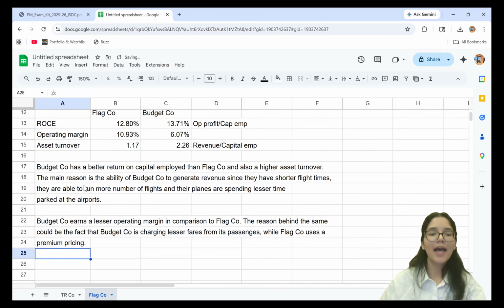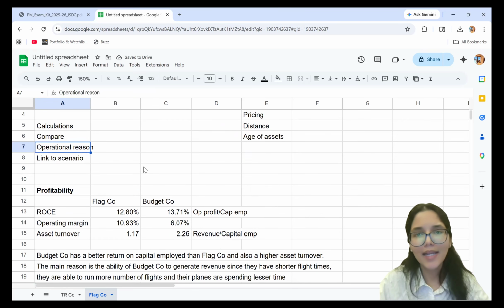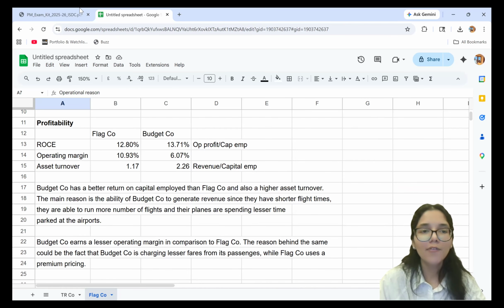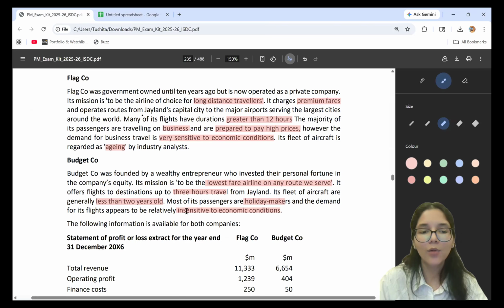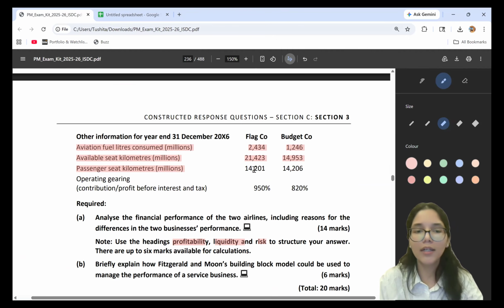Now, guys, so far I have done the comparison. I've given the operational reasons, but did I link it to the scenario? Not quite as I possibly can. So what I will do is now I will also try to look at the additional information that was given to me beyond the numbers. So what do we see in the additional information? You can see the available seat kilometers, and you can also see the passenger seat kilometers. So how much was the capacity that you had versus how much you actually sold to your customers.